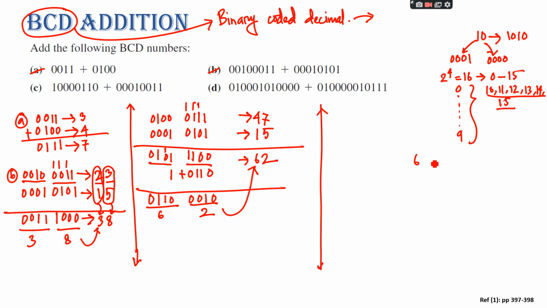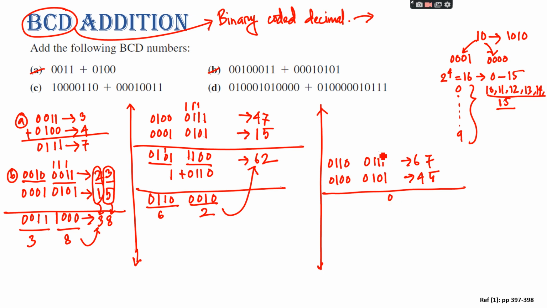Suppose you are adding 67 with 45. So what should be the BCD number? For 67 it should be 0110 and 0111, right? And for 45, 0100 and then 0101. So if we add them together, what do I get?